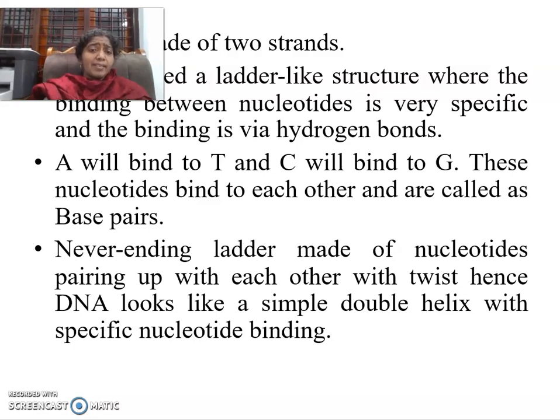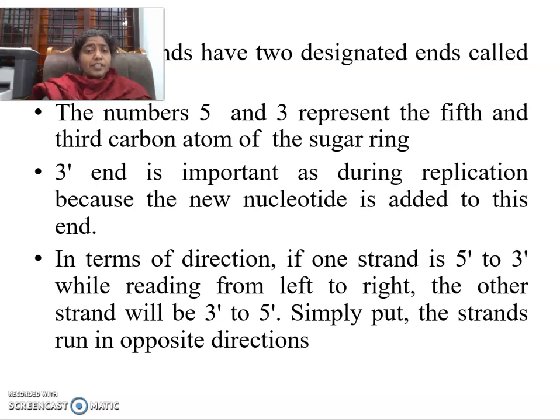And in some places the nucleotides pair up and a twist is formed, and because of that you have a double helical structure. Why does DNA have a double helical structure? The nucleotide pairing forms a twist, and because of that twist we get the double helical structure.